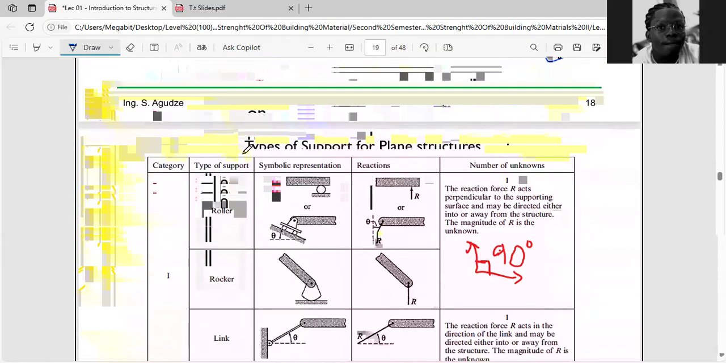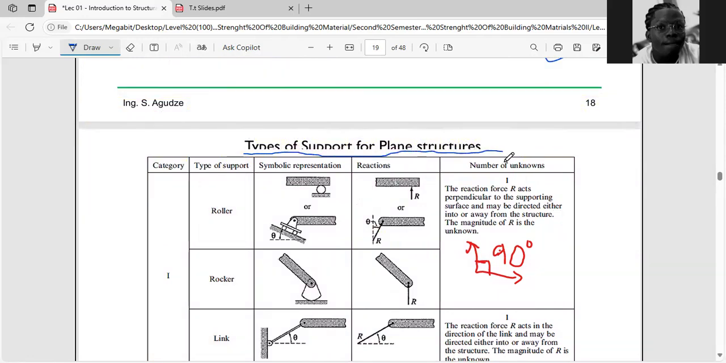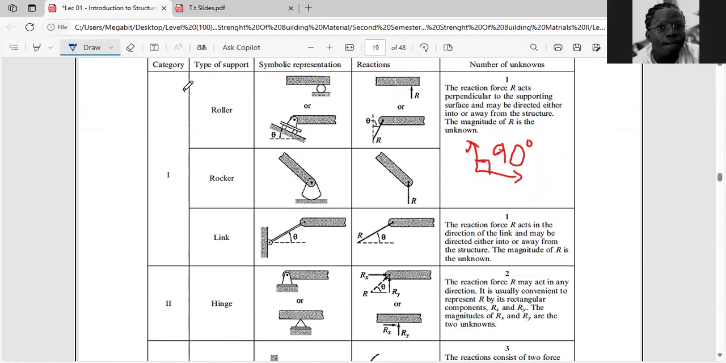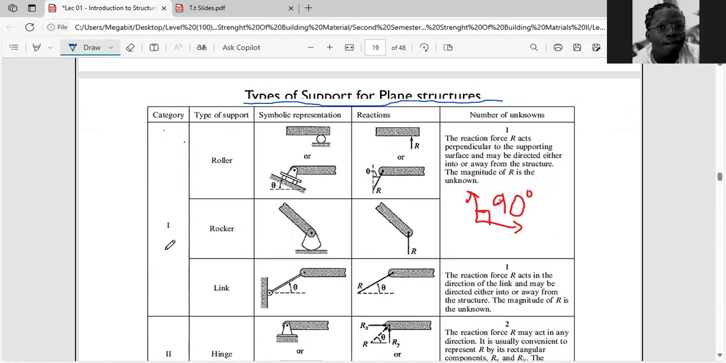So let's kindly look at the types of support for plane structures. This is our category. The first column is the category. The second column is the type of support. The third column is the symbolic representation. The fourth column is the reaction. And the fifth column is the number of unknowns.